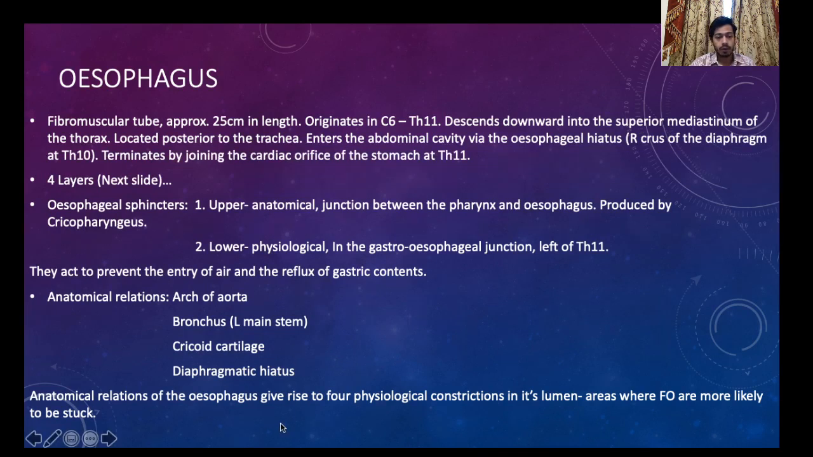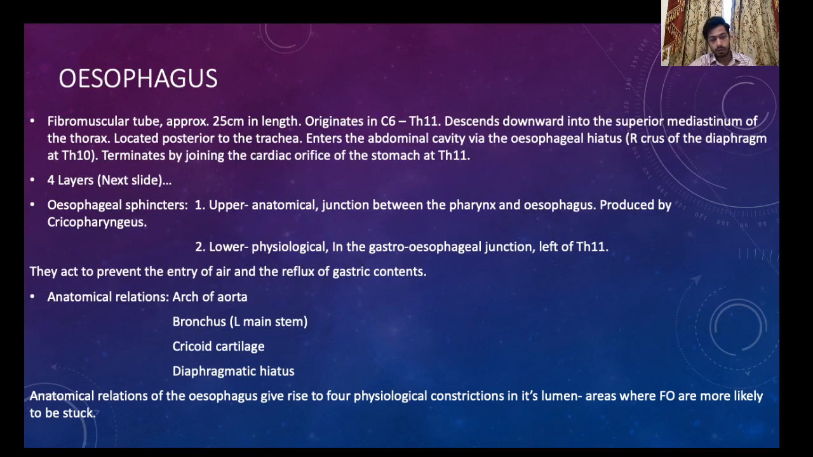Right, so the anatomical relations of the esophagus, basically, you can break it down to the upper, middle, and lower section of the esophagus, and it's related to, firstly, the arch of the aorta, because it is passing posteriorly to it.